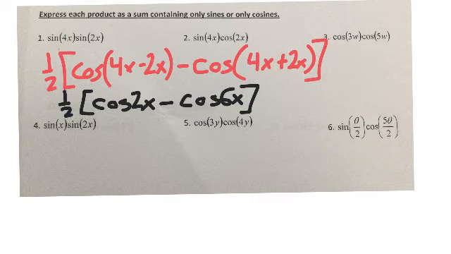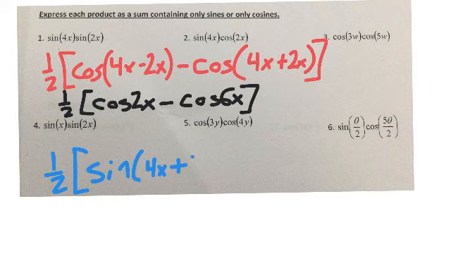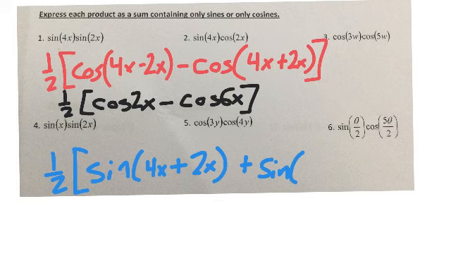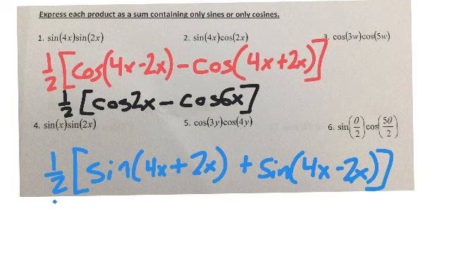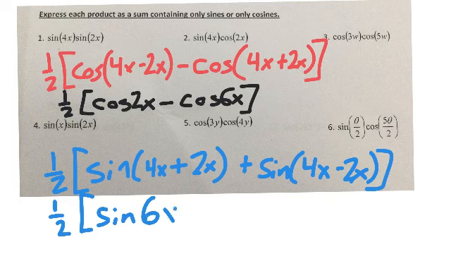I'm going to do 2 underneath it. So 2 is sine times cosine. So that would be the third product to sum identity. So that's going to be 1/2 times sine of x, which is 4x, plus y, which is 2x, plus sine of x, which is 4x, minus y, which is 2x. When I simplify that down, that's 1/2 times sine of 6x plus sine of 2x.